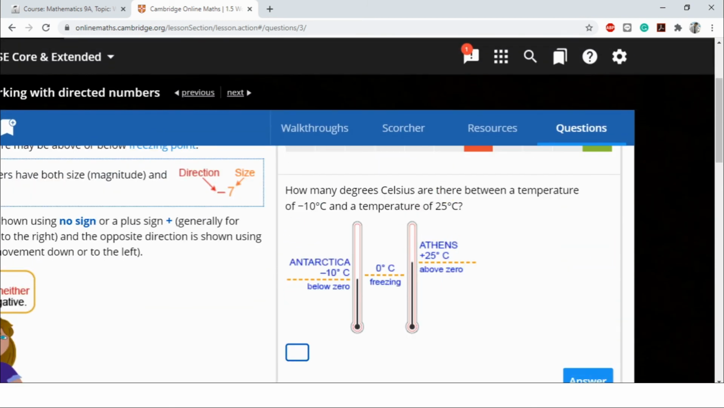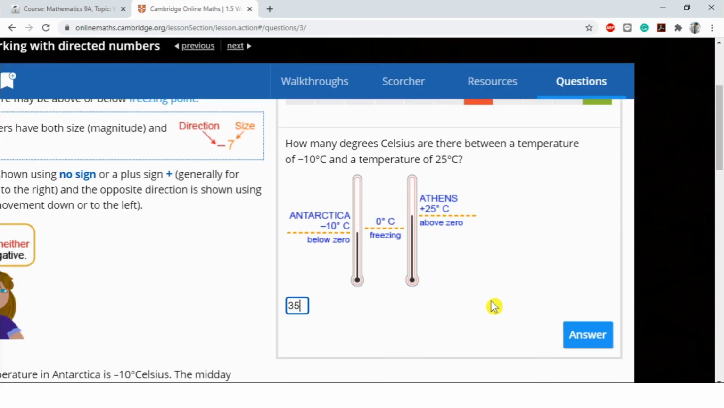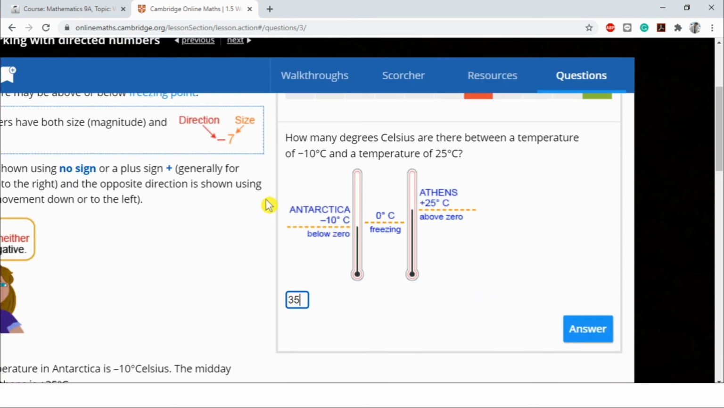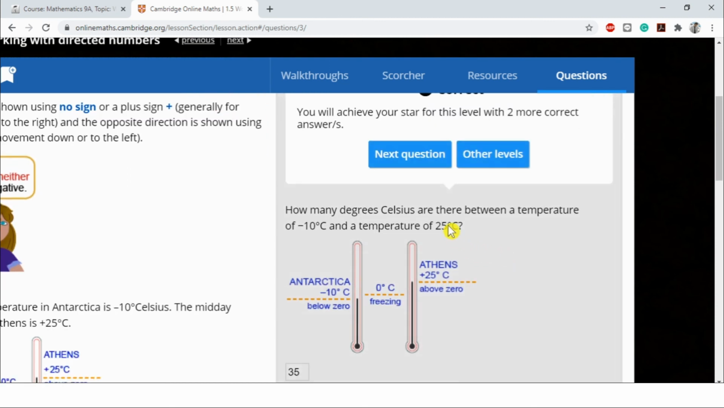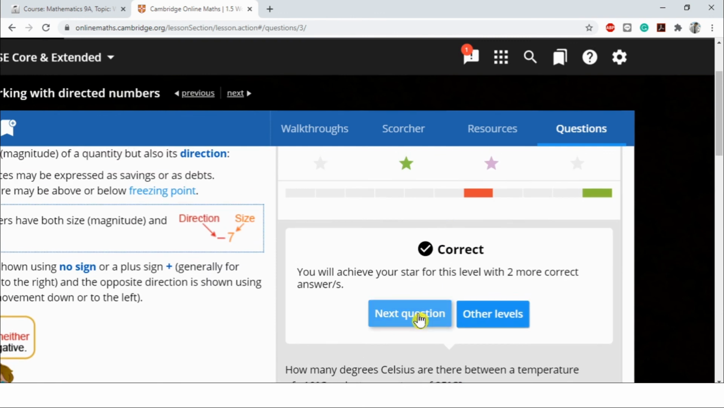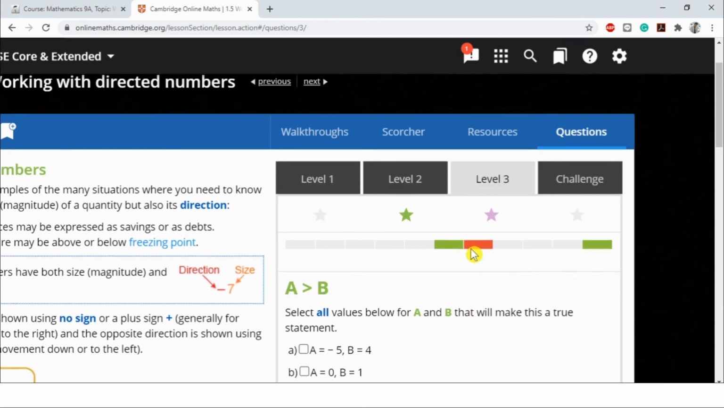All right, next question. How many degrees Celsius are there between a temperature of minus 10 degrees Celsius and a temperature of 25 degrees Celsius? So it's the same, yeah, as the example before. So it should be 35, right? 10 plus 25, yeah, the same example. All right, the next question.